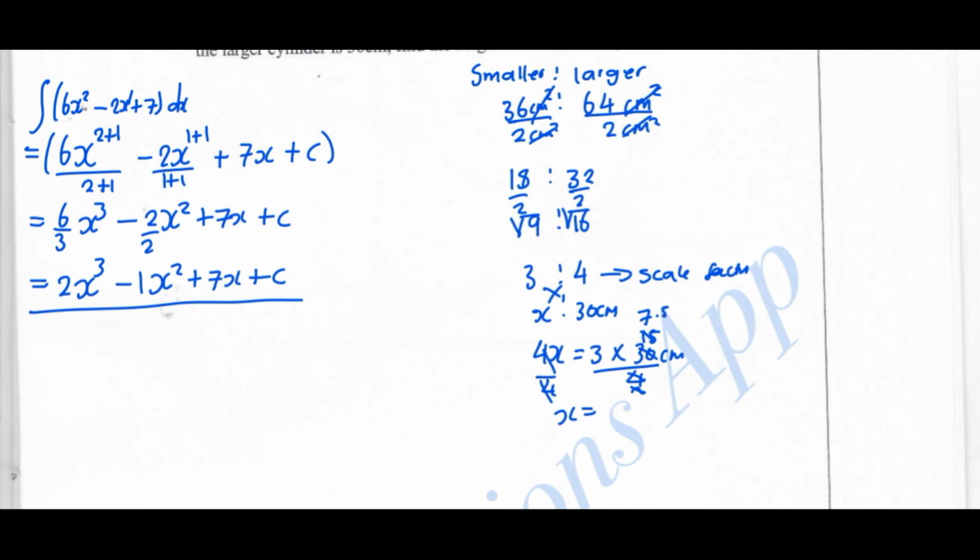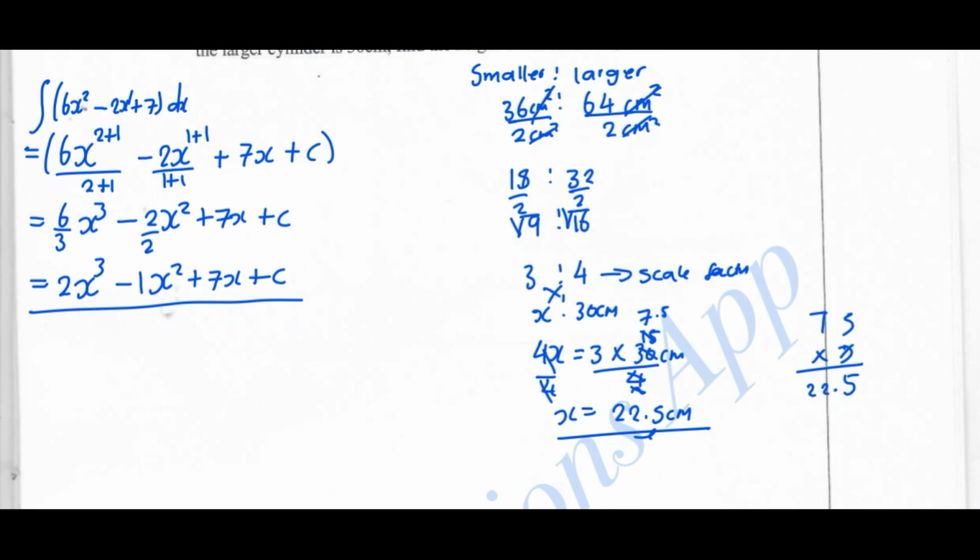So 7.5 times 3. So let's say 75. Yes, 7.5 times 3. So let's ignore the decimal for now. 3 times 5 is 15 carry 1. 3 times 2 is 6, plus 1 is 7, so the answer is 22.5 centimeters. And it's making sense because we can see that the height of this larger is 30 centimeters. Then 22.5 is the height for the smaller.